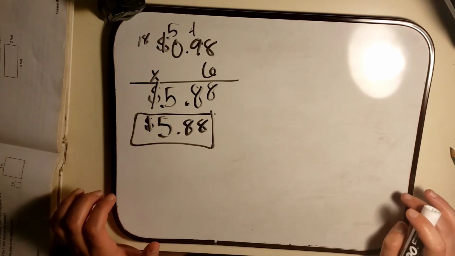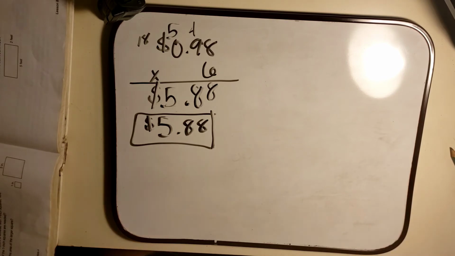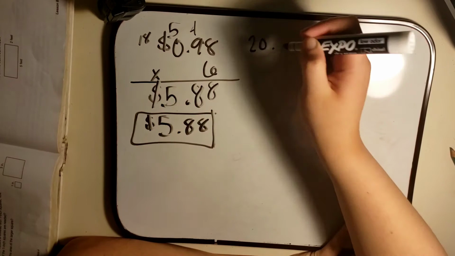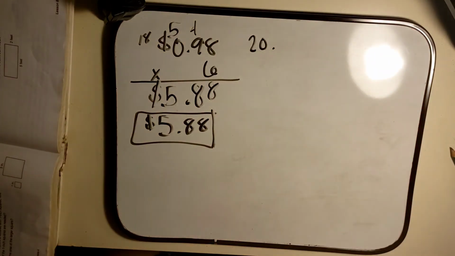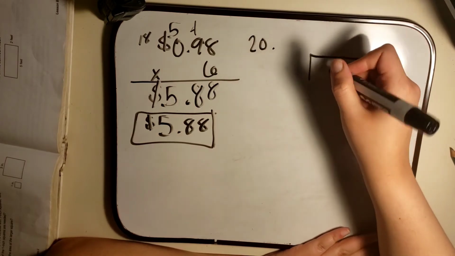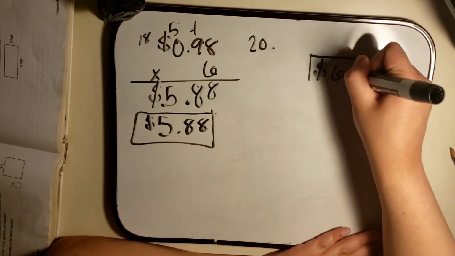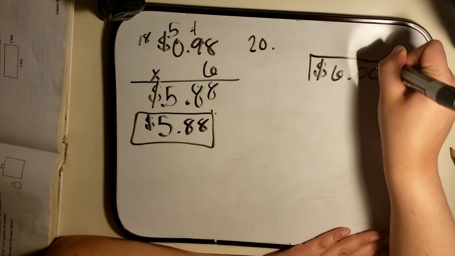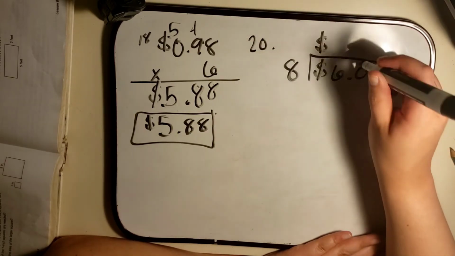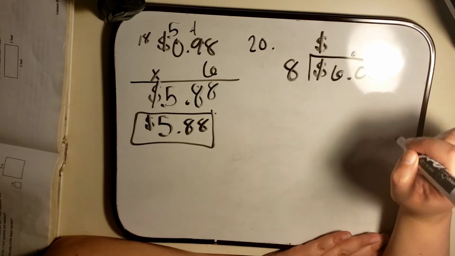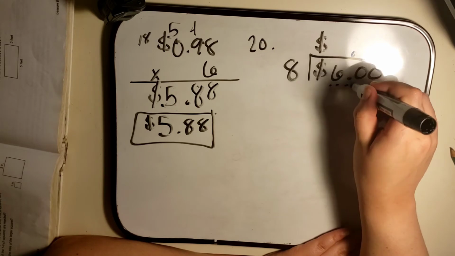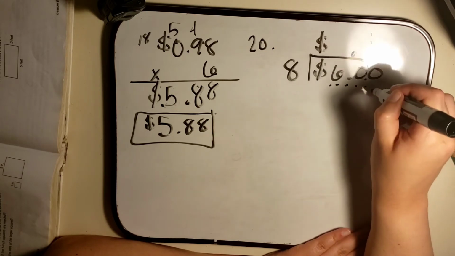All right. Next one is number 20, which is division and money. So I got number 20, and I'm just going to write it in my little house first. So I have $6, and I'm dividing that by 8. I'm going to put my dollar sign up and put my decimal up. Now 8 can't go into 6, but it can go into 60.